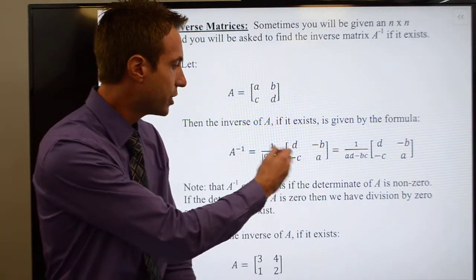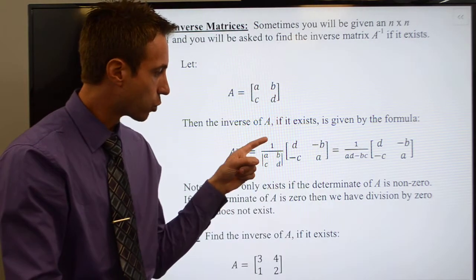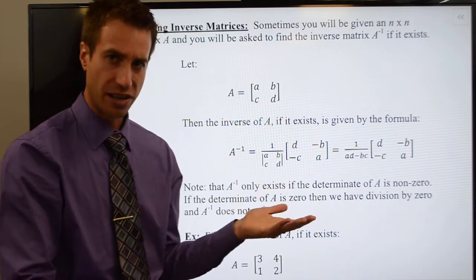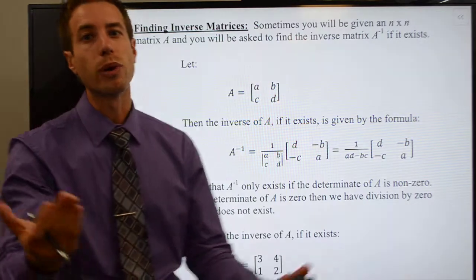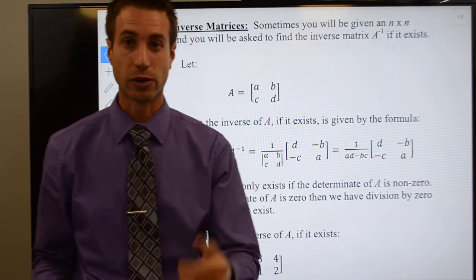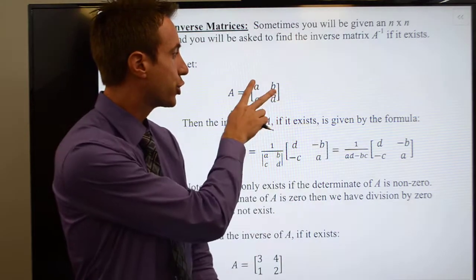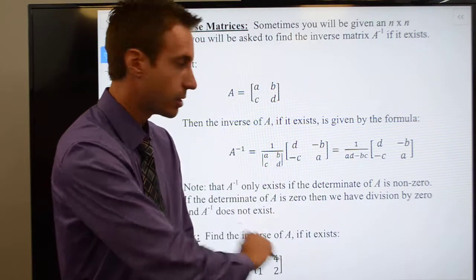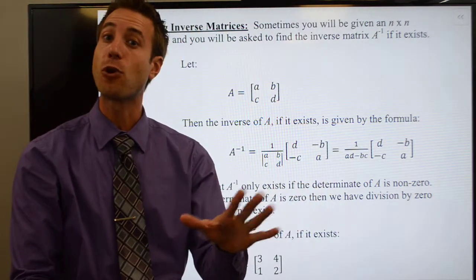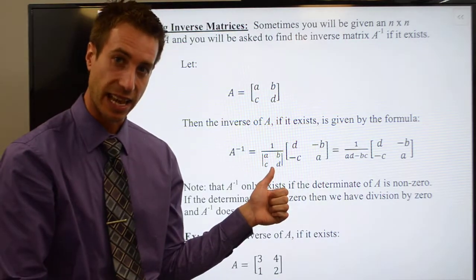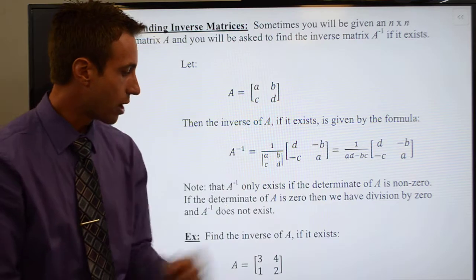Remember, the determinant is just a number. So what you're going to have is 1 over a number. This is going to be a constant. And what we wind up with is scalar multiplication. You're going to take this transformed matrix where you switch A and D, you make B and C negative, and you multiply that transformed matrix by a scalar. Multiply that scalar through, and you get your inverse matrix.